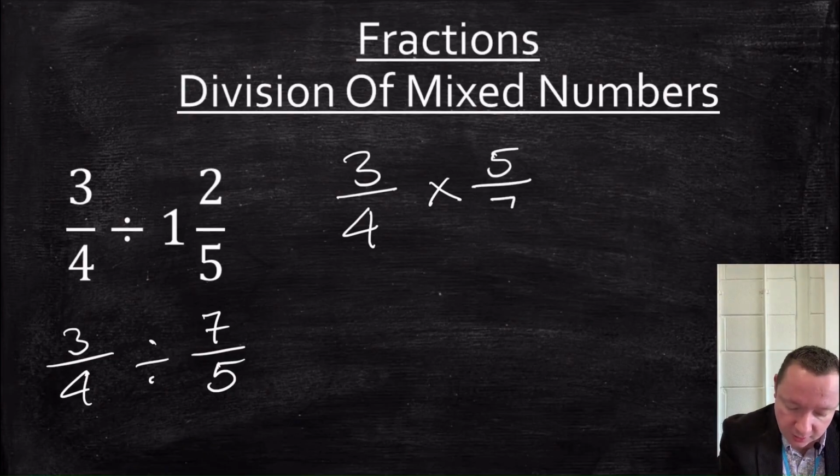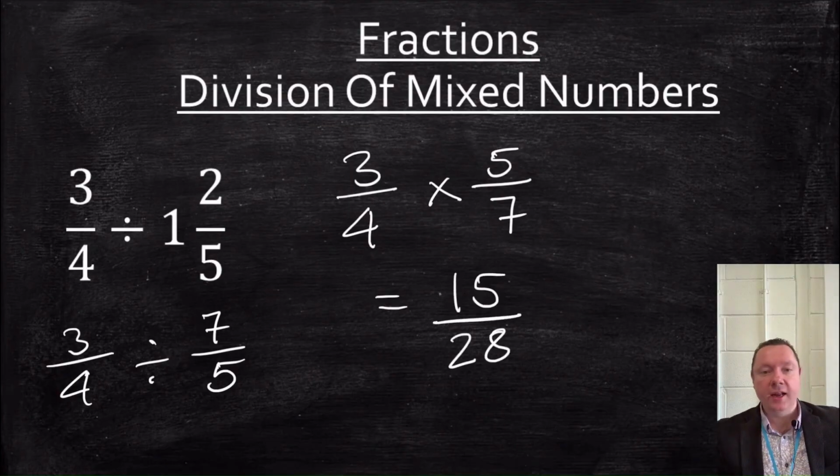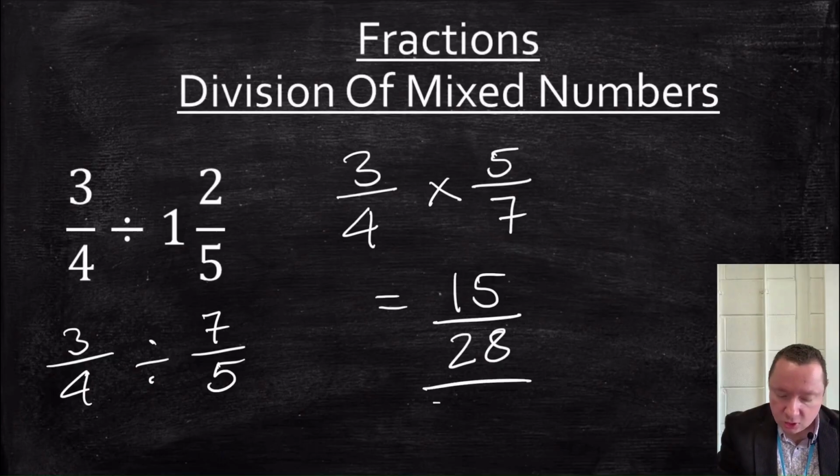5 sevenths. And now it's easy. 3 times 5 is 15. 4 times 7 is 28. Little check at the end, are there any numbers that go into 15 and 28? No, there's no numbers that go into 15 and 28, so I'm done.